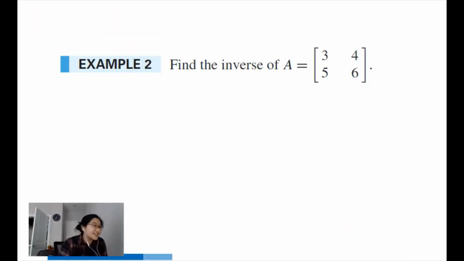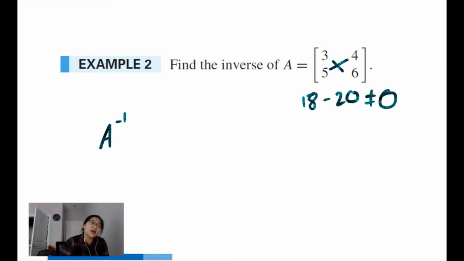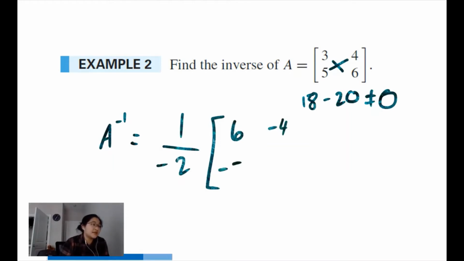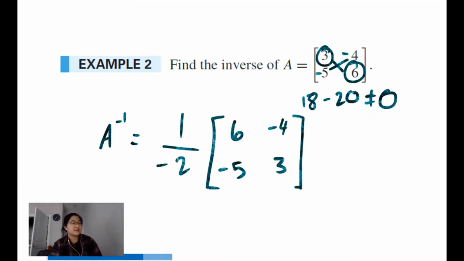To put that into practice, let's find the inverse of A. First let's check if this is indeed invertible. We have AD minus BC: 3 times 6 is 18, minus 20, and that's not 0, so we're happy about that. That's -2, so we have 1 over -2 times our matrix 6, -4, -5, 3, where we swapped our 3 and our 6 and negated the B and C values.